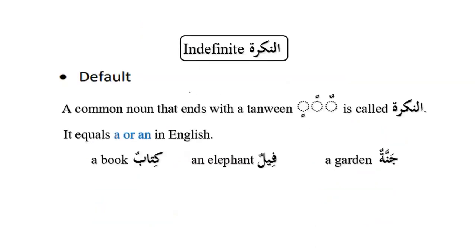So whenever we look at the noun, by default it will be nakira. For example, when you look at kitabun or qalamun or any other noun, by default it will be nakira. And please notice this: a common noun that ends with tanween is called nakira. For example, kitabun, as we can see here, filun, an elephant, and jannatun, a garden. We know that a proper noun can also have a tanween. However, here we are saying that a common noun that ends with a tanween is called an-nakira.